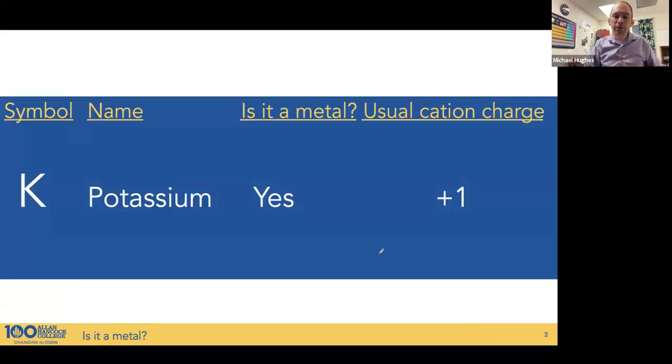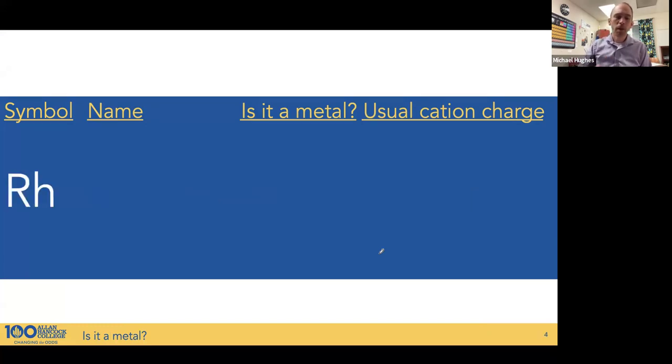So here's our first example. The symbol K is potassium. That's an alkali metal in group 1. It is a metal, yes, and it always has a +1 charge.